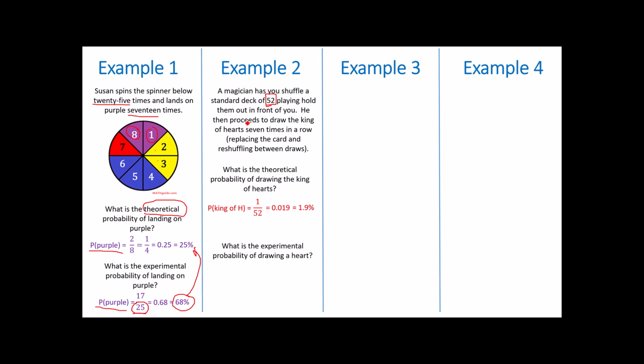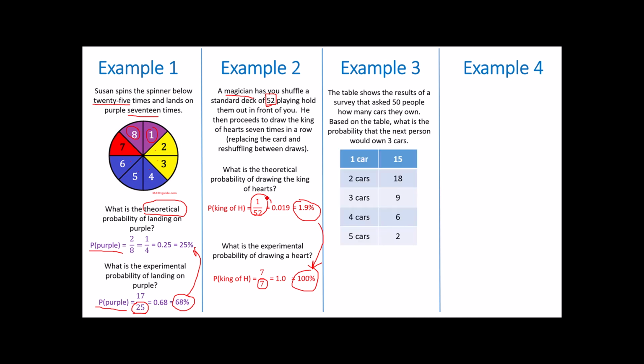But the magician pulled it out 7 times in a row. He got the King of Hearts 7 out of 7, or 100% of the time. Obviously, there's a huge discrepancy between the theoretical and the experimental probability. It could be a result of only having a very limited number of trials. More than likely, if you're talking about a magician, he has some kind of trick which skews the theoretical probability in a way that we can't see.